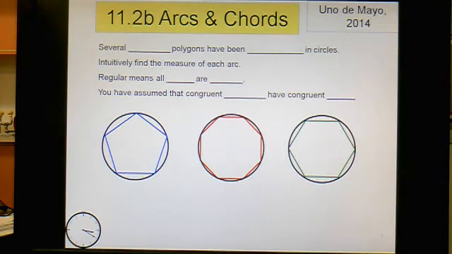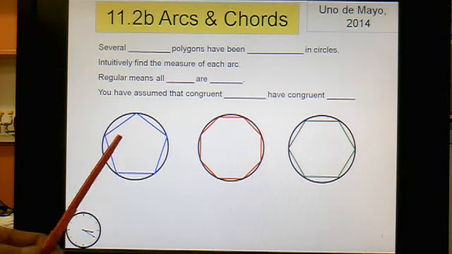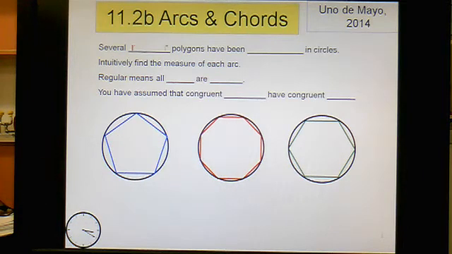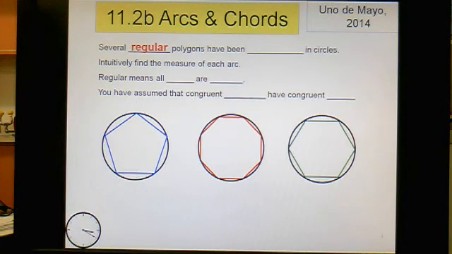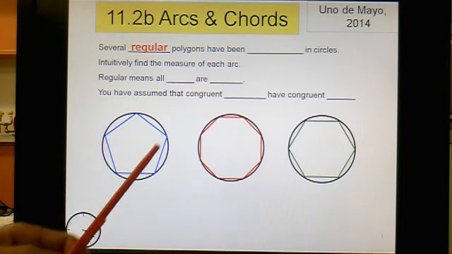So, first thing to dive into here, I've got these three polygons. They're not just regular old polygons, they're regular polygons. Regular, the geometry word for regular, means that the angles are all congruent and the sides are congruent. And they've been drawn inside of a circle so that each vertex touches the circle.